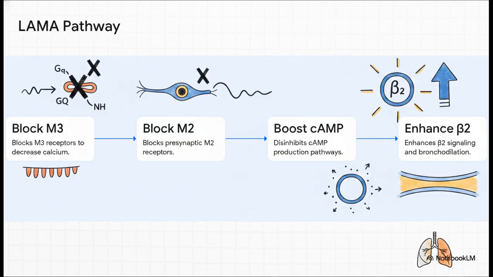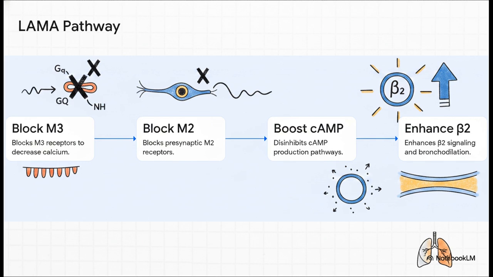Now, let's talk about LAMAs. LAMAs fight constriction primarily by blocking the M3 muscarinic receptors, which, remember, are Gq coupled. Blocking M3 decreases inositol triphosphate and drops that calcium release, which relaxes the muscle. But here is the super high-yield secret you need to know.